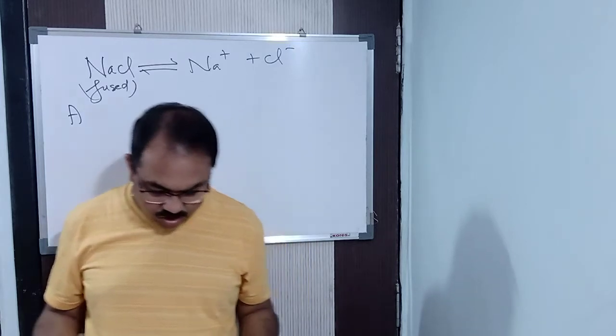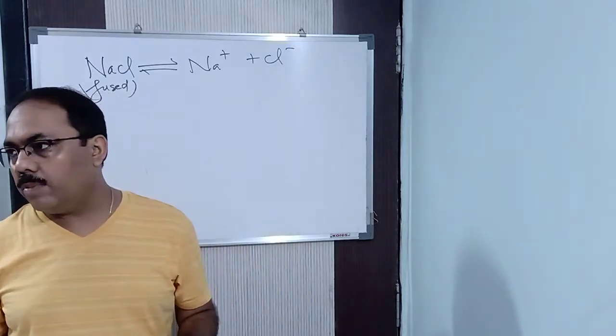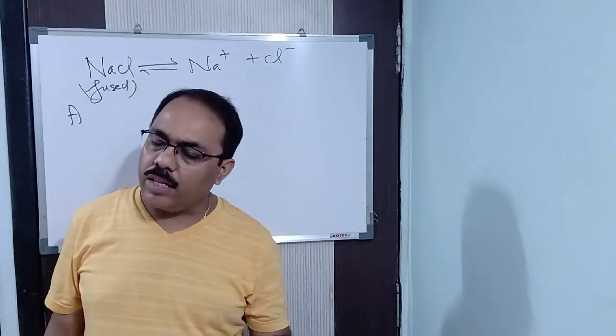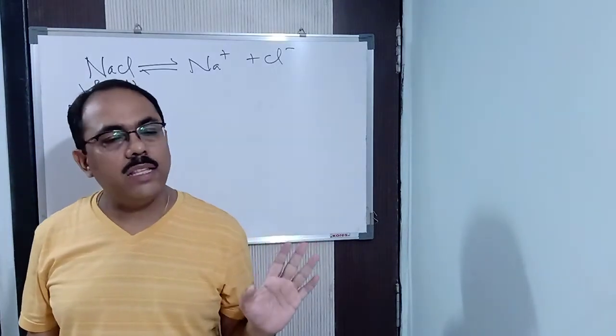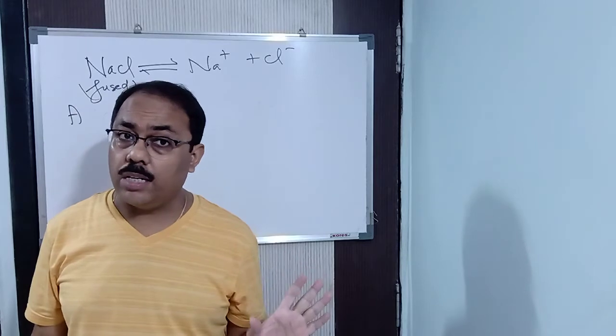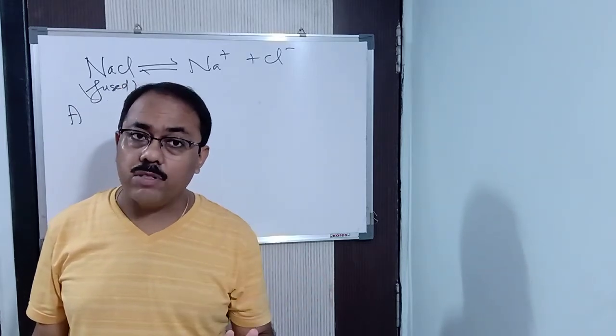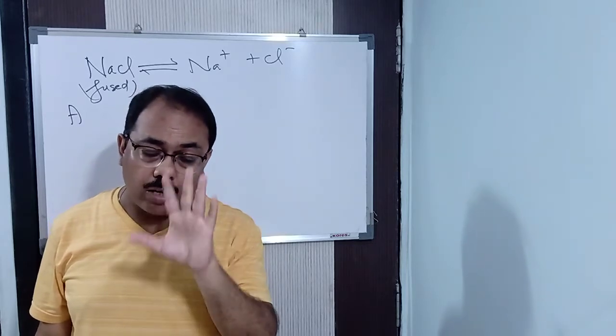In the case of salts, sodium chloride, sodium sulfate, potassium chloride, potassium nitrate, lead nitrate, lead bromide, they are all considered strong electrolytes, either in the aqueous state or in the molten state. Mind it, always it should be in aqueous or molten state. I'll tell you why, don't worry.